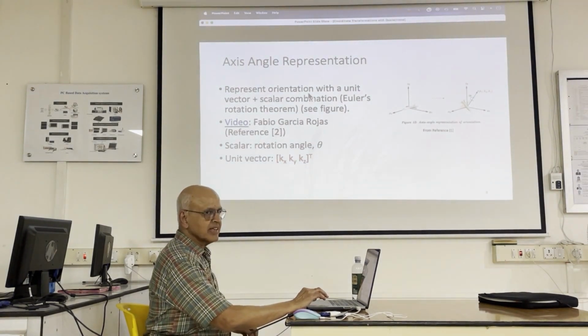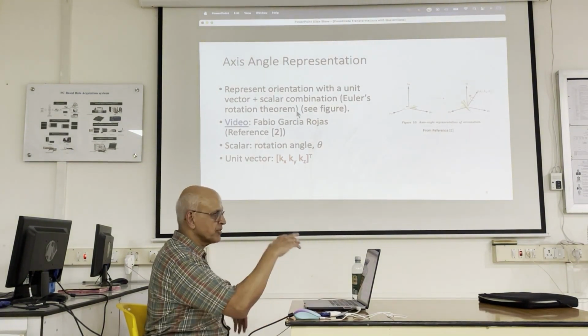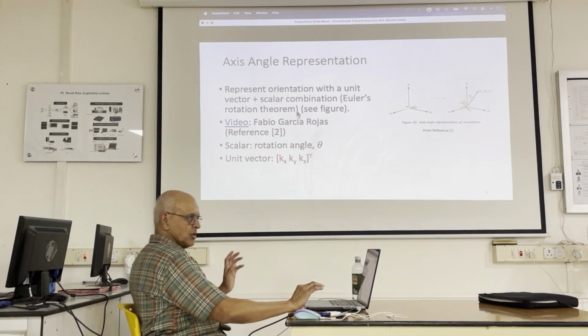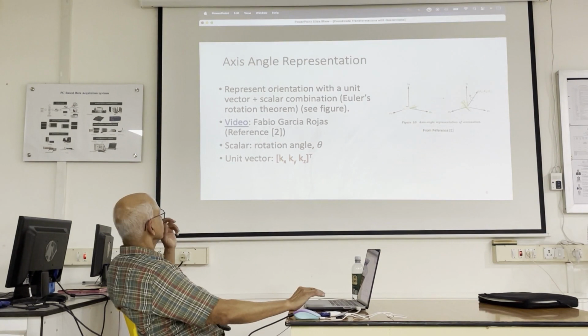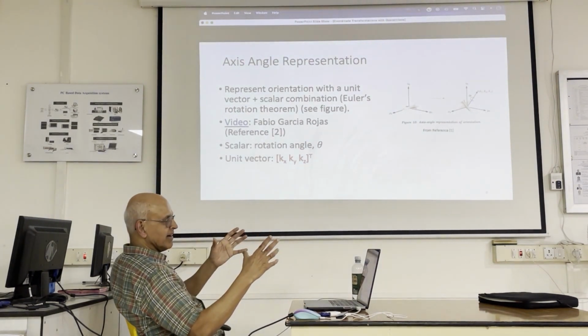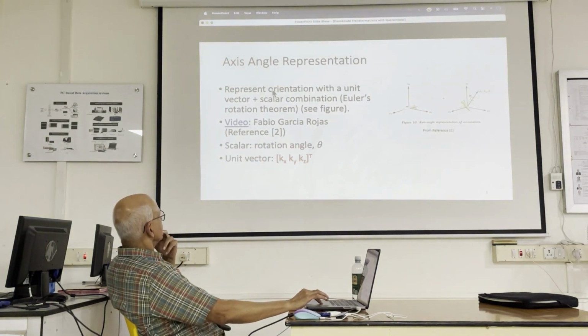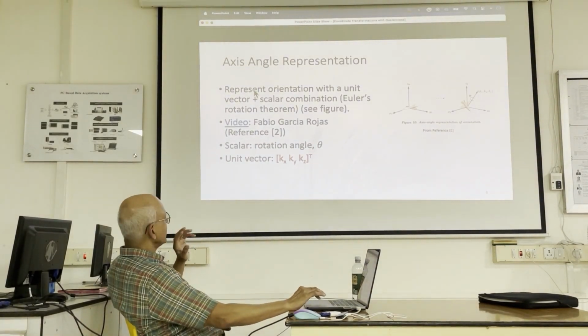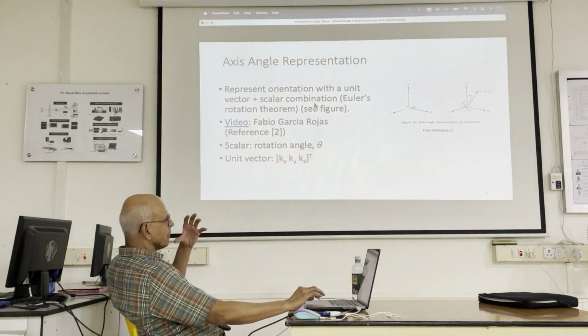And it's based on something that Euler came up with, Euler's rotation theorem. He was doing a lot of things, you know. That was the practice in those days. Newton was a physicist as well as a mathematician and an inventor and so many other things. There were no well-defined disciplines in those days. People did anything that they could. So this method, axis angle, is like the cousin of quaternions. It represents orientation with a unit vector plus scalar combination. The scalar is the amount of rotation.